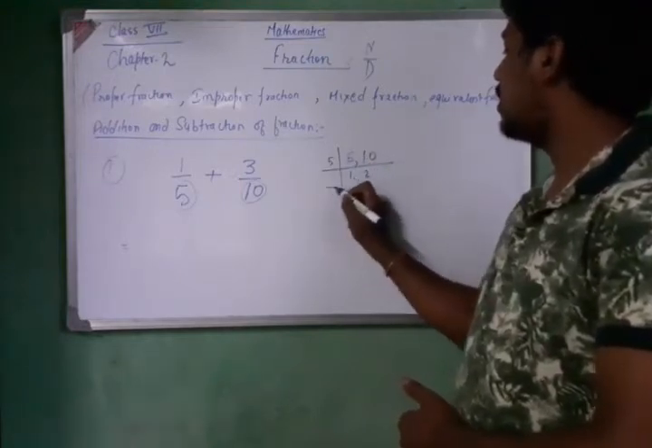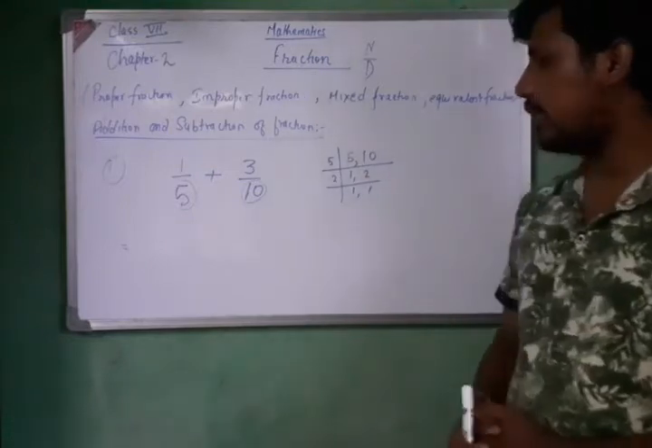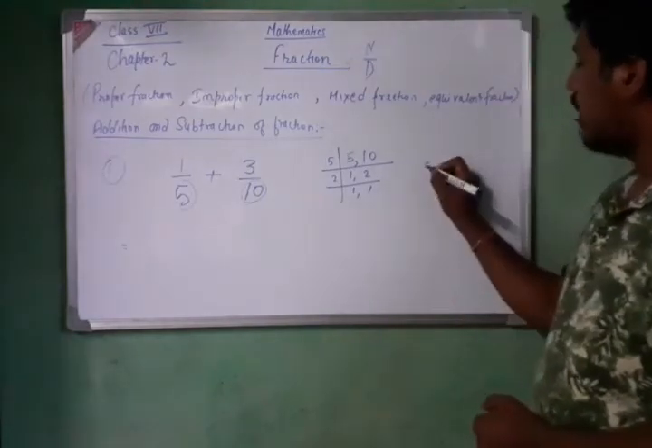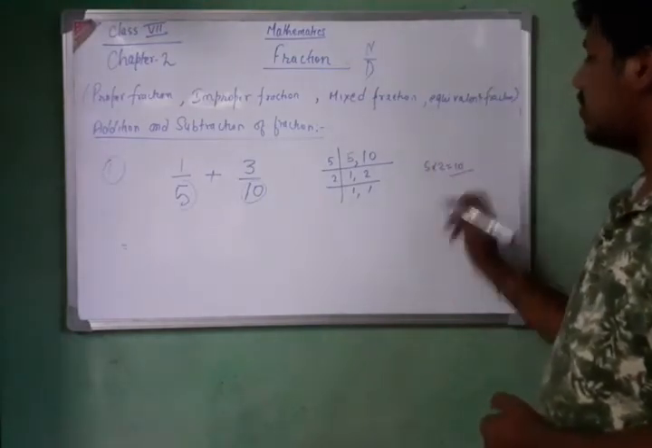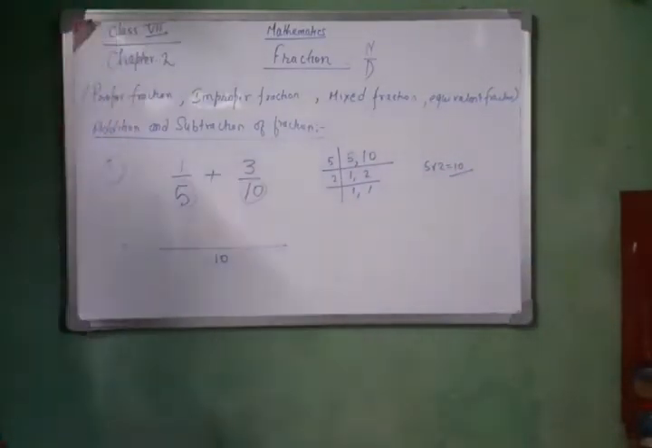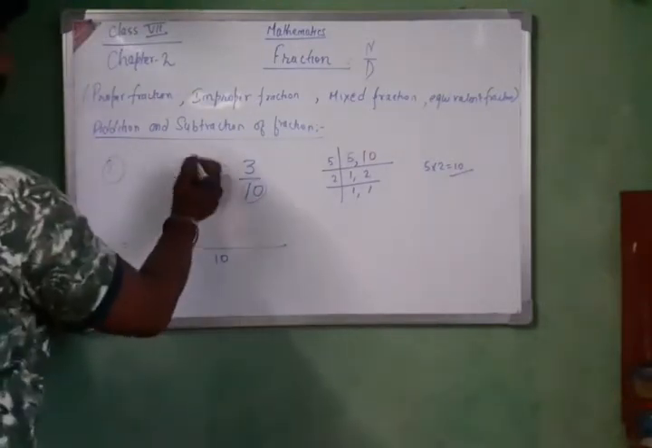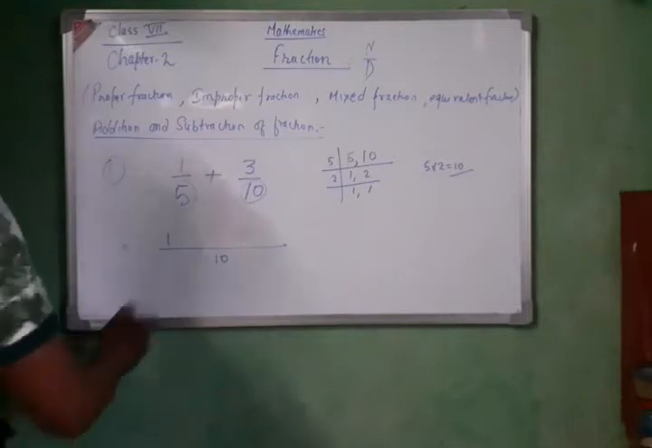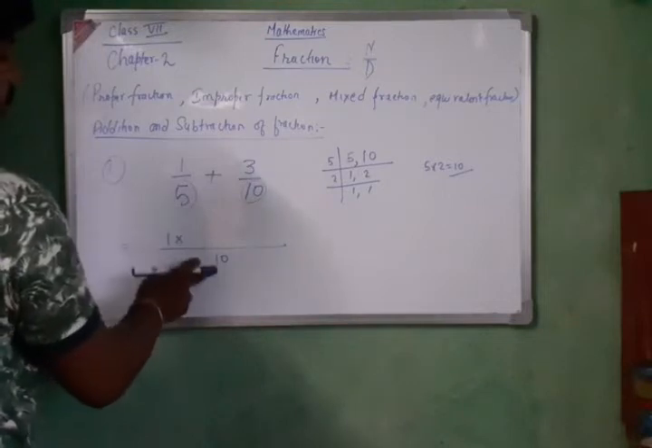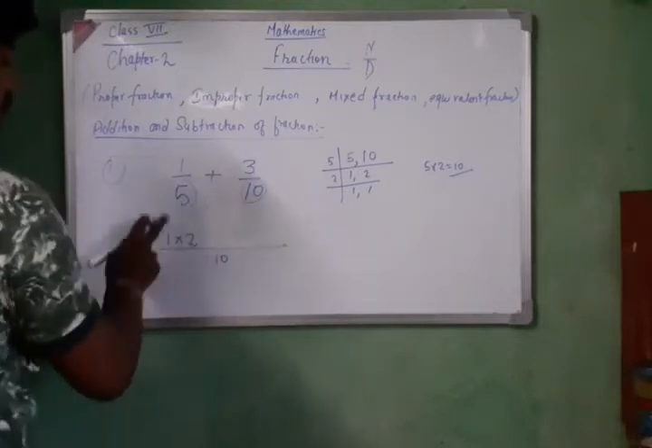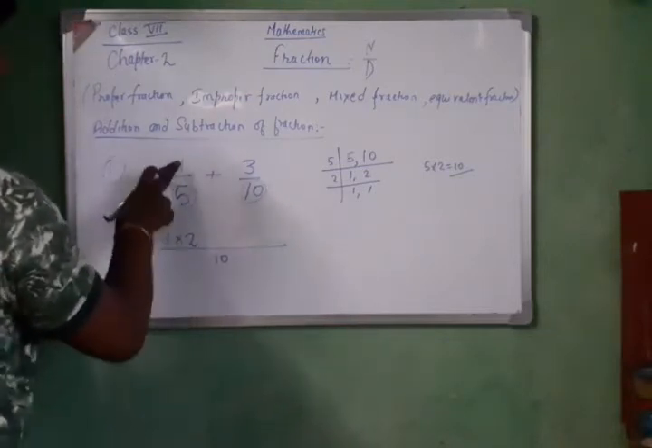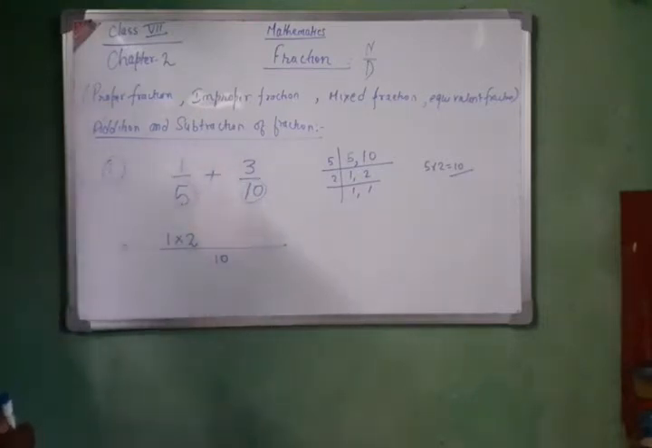So we find the LCM, using the prime number method or the division method. 5 into 2 is equal to 10, so we got the LCM 10. Write down 10. Afterwards, look at the numerator. Write down 1 multiplied by, see here, 5 times how much is 10? 5 twos are 10, so multiply by 2. With this denominator, however many times it goes into the LCM, we have to multiply that in the numerator.